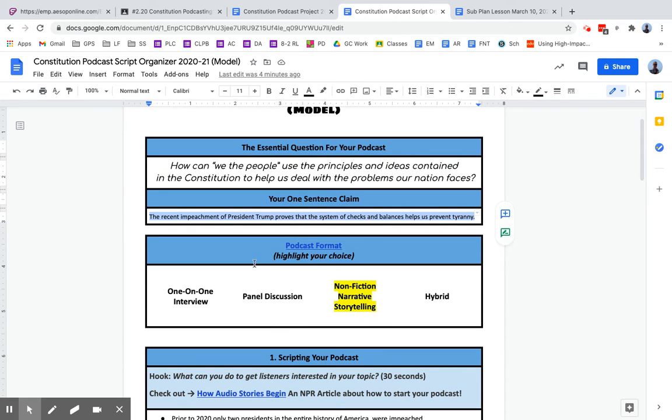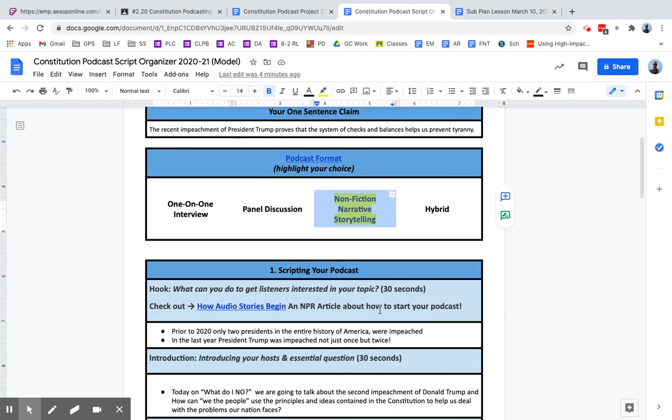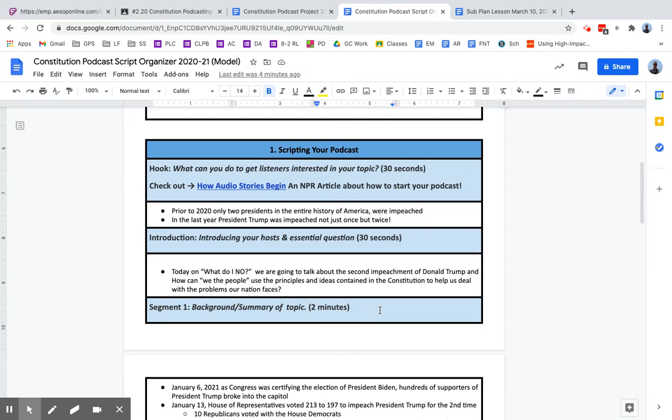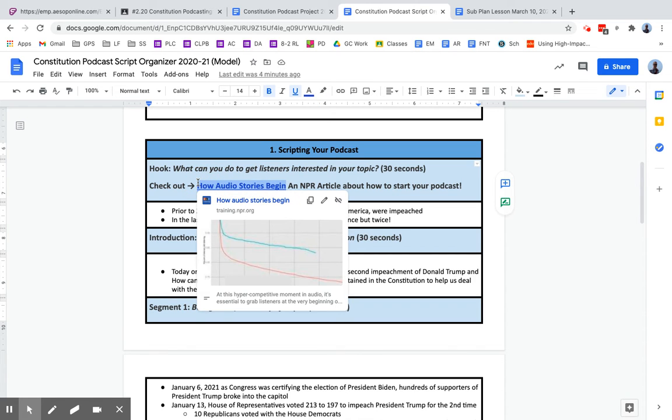Next, take a look at your podcast choices and highlight the format that you think you're going to use. Given that I'm going to do my podcast as a solo person, I've decided I'm going to do a nonfiction narrative storytelling. Next, begin to script your podcast. If you need some tips, go ahead and click on this link here from NPR about how audio stories begin.